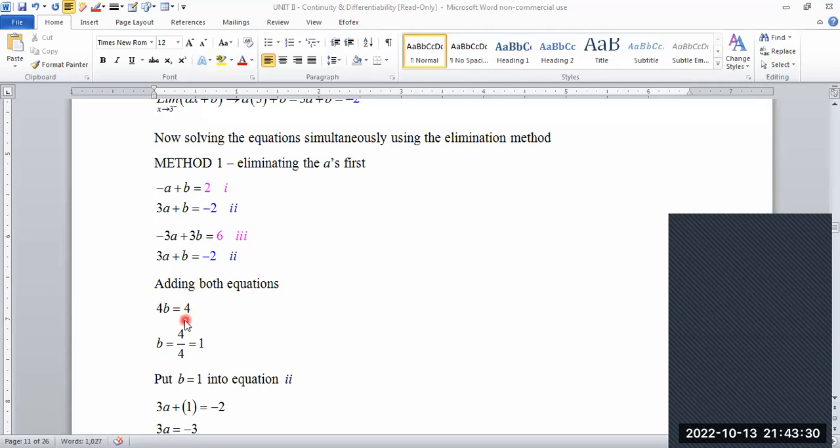So now I have a simple equation. Dividing both sides by 4, b is going to be equal to 1.